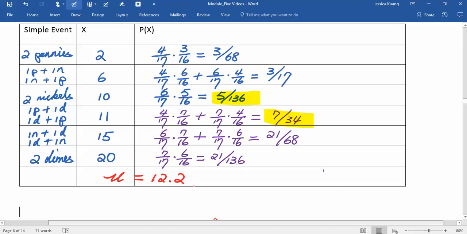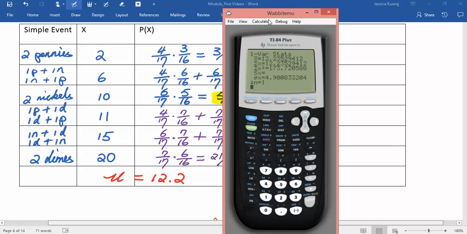One thing I like to do to double check my answer is to make sure I enter the probabilities into L2 correctly. One thing I could do is go to Math, and I'm looking for that summation. Couldn't find that summation. So let me see.